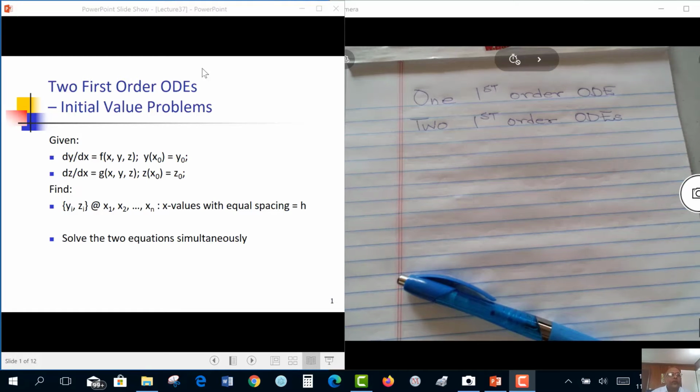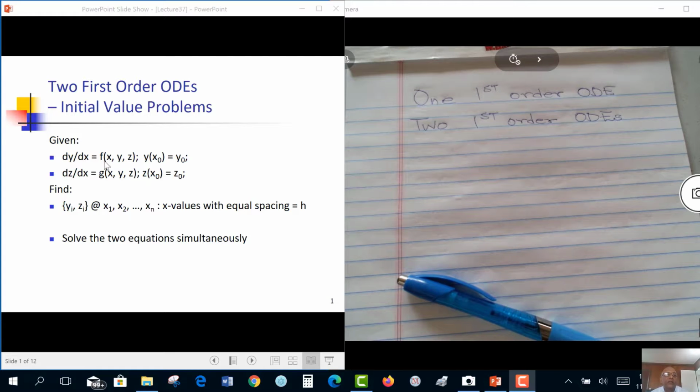So when we have two first order differential equations, of course, ordinary means we have one independent variable x. Two first order means we have two unknowns, which are y and z. We always write our differential equation in the form dy/dx is equal to a function. So obviously this function can be of three variables.